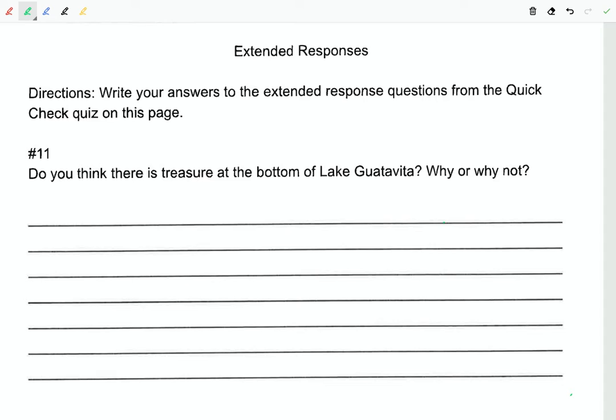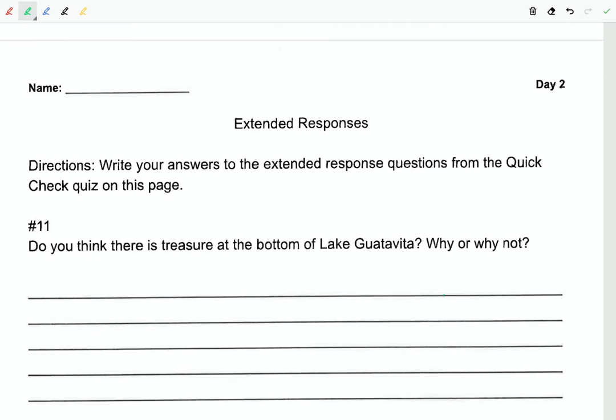And there's 2 extended responses. So 2 paragraphs that you're going to be writing here to respond to these questions 11 and 12. And then there's the grammar on run-on sentences at the end. I will explain those, and that's going to be it for day 2.